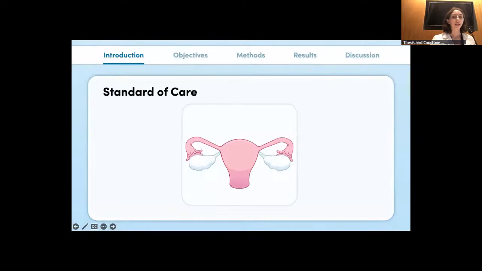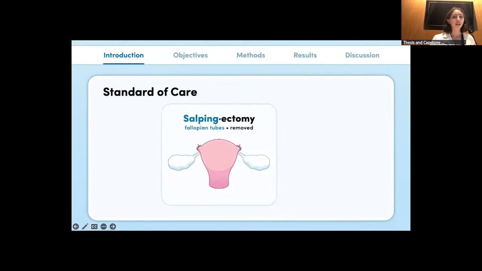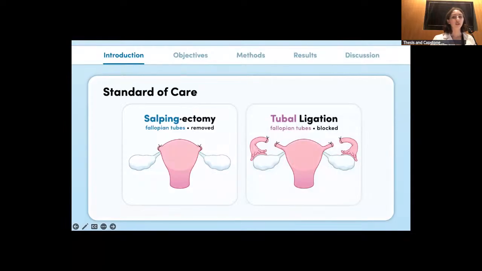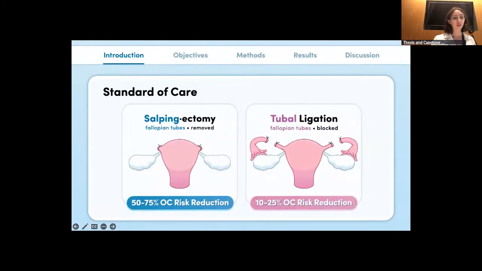Learning that most ovarian cancers start in the fallopian tubes completely redefined the standard of care for ovarian cancer. Because of this, the best form of ovarian cancer prevention is completely removing the fallopian tubes with a procedure called a salpingectomy. Most people have never heard of this procedure. Instead, they're more likely to recognize tubal ligation, where the fallopian tubes are blocked but still remain in the body. This is also commonly known as getting your tubes tied. But tubal ligation offers little to no protection against ovarian cancer. A salpingectomy reduces ovarian cancer risk by 50 to 75%, compared to only 10 to 25% with the tubal ligation.